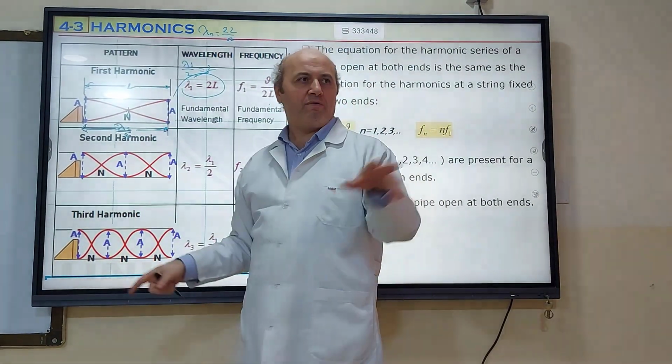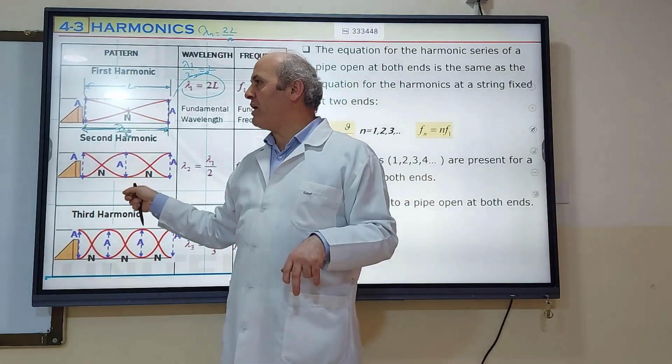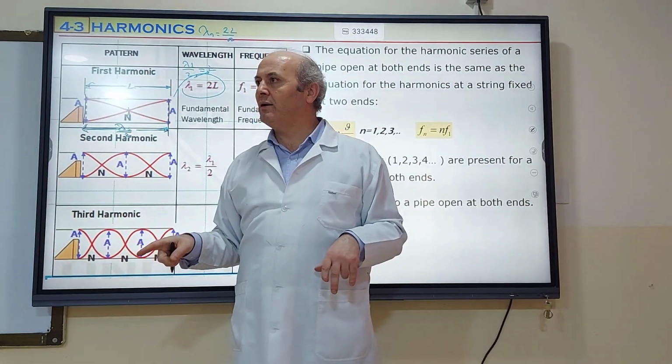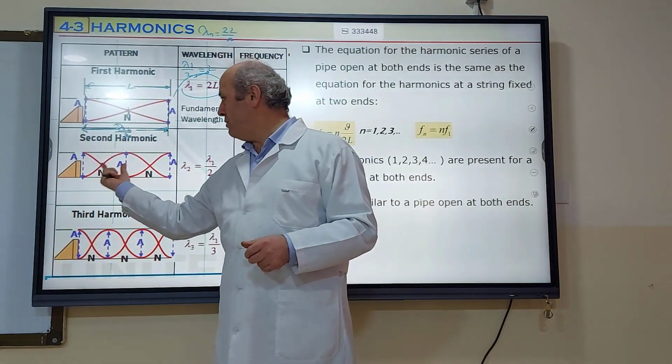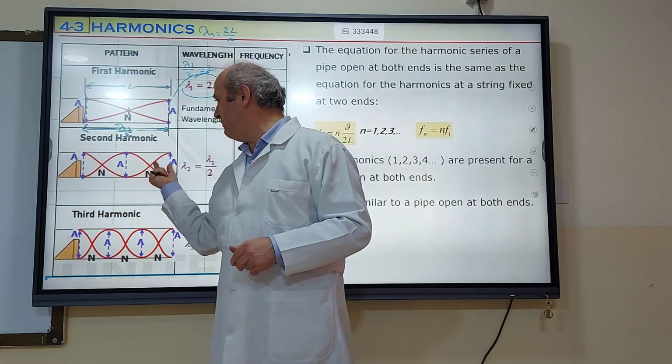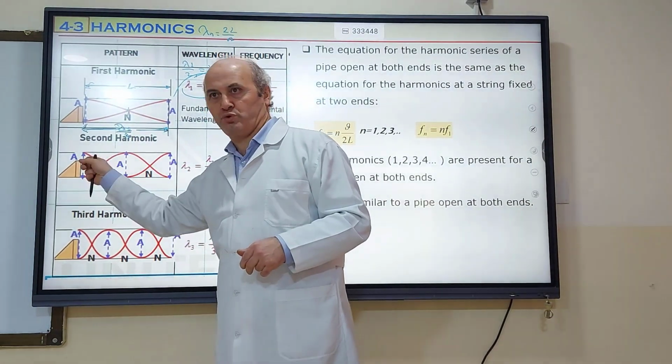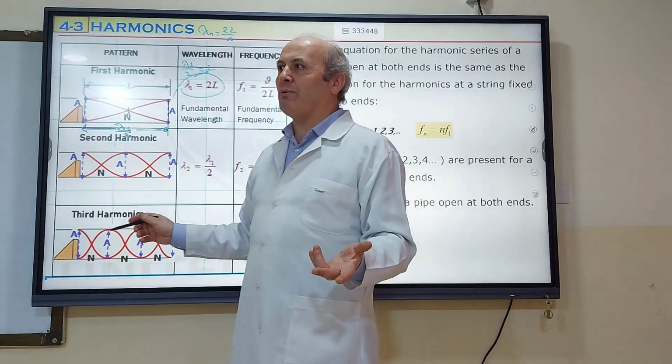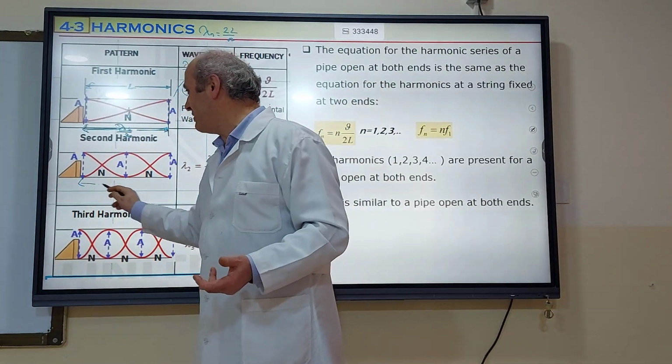For the next harmonic, from one to the next harmonic, how many loops are we going to add? One loop. So one and a half plus half, 2 loops. 2 loops make 1 lambda. Again, the next harmonic is lambda 2.